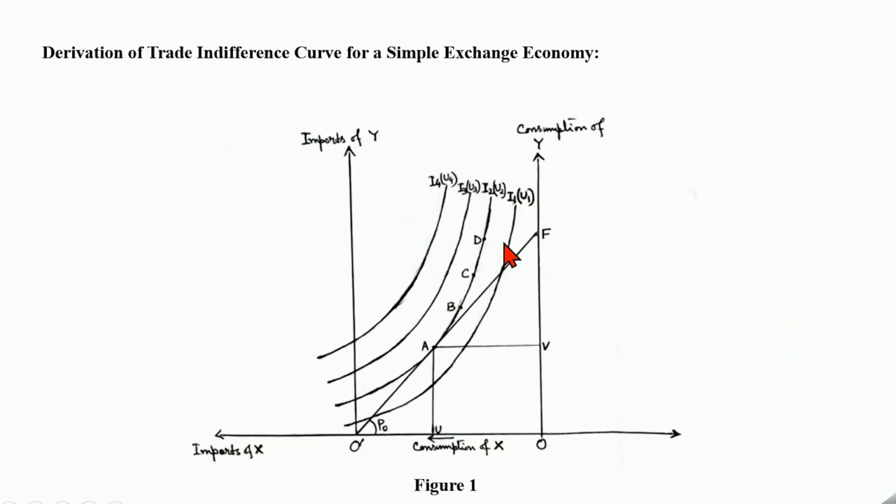Now, similar logic can be applied for all the points A, B, C, D that lie on the same community indifference curve I2. The coordinates of all the points A, B, C, and D denote various consumption combination levels when we consider from origin O, and the coordinates of the same points A, B, C, and D denote various export-import conditions when we consider from origin O prime.